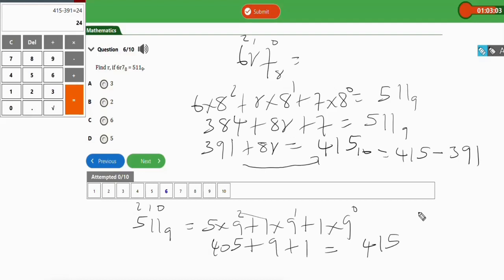Basically you'll be left with 8r equals what? 24. Using our usual formula, divide both sides by 8. So 24 divided by 8 will give you 3. So the value of r is what? 3. The correct option on this question is option A, 3. So it's as simple as this. Let's wipe this and solve the next question.